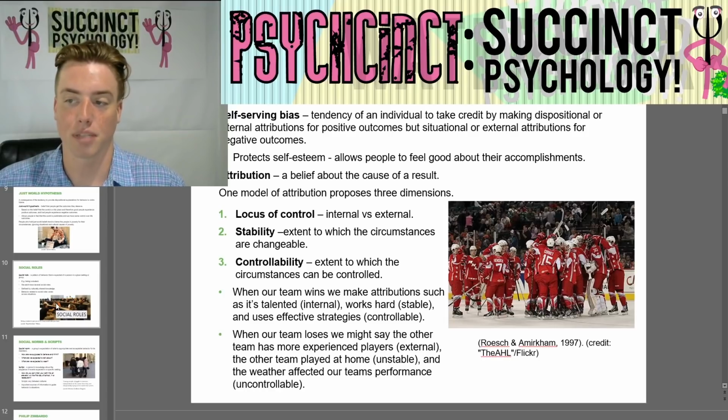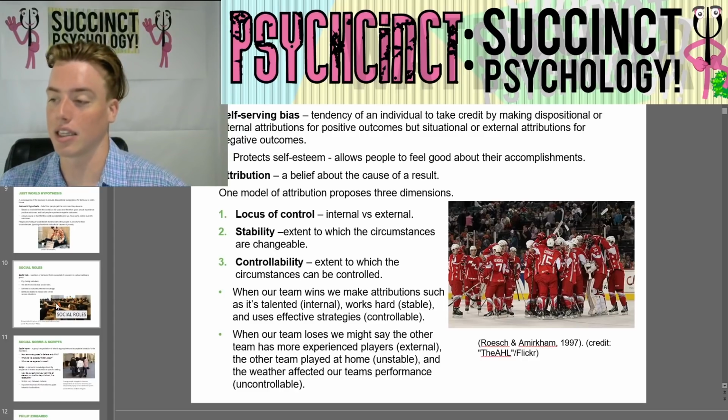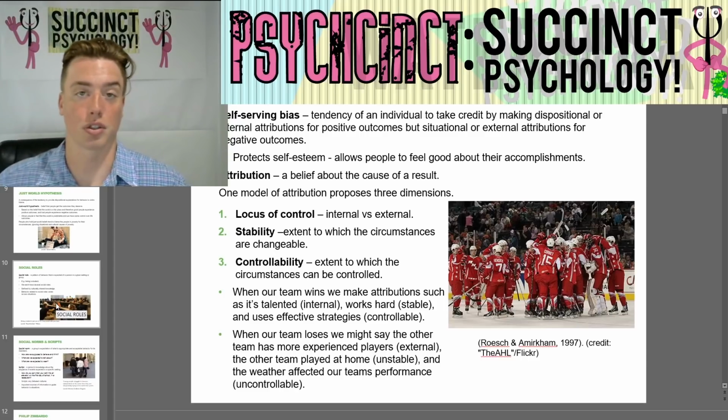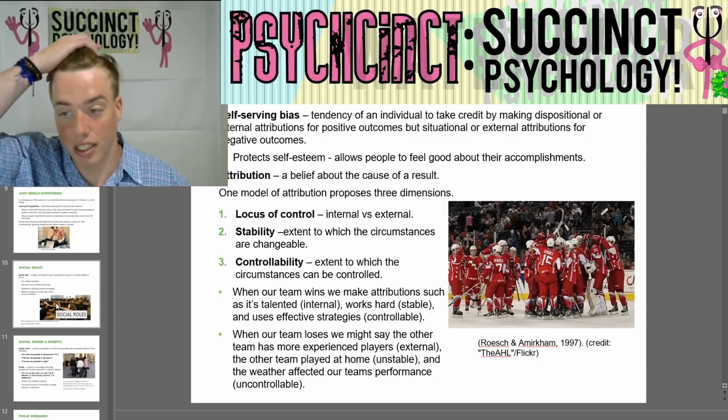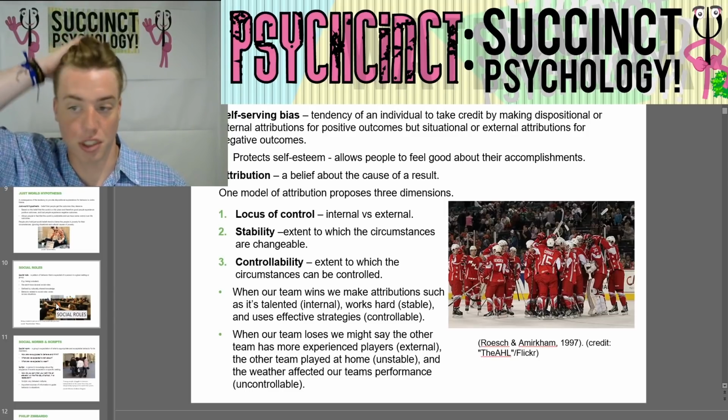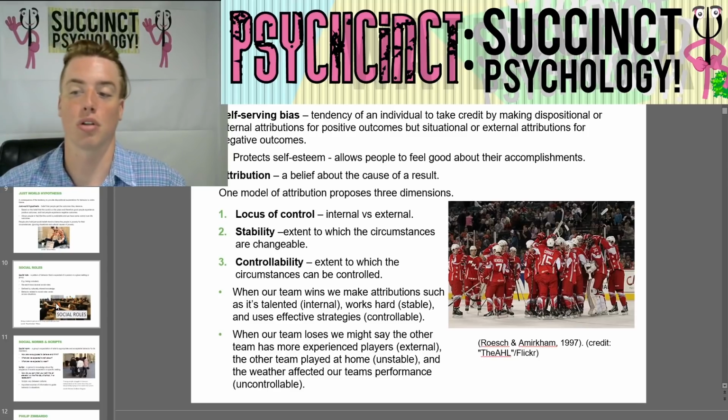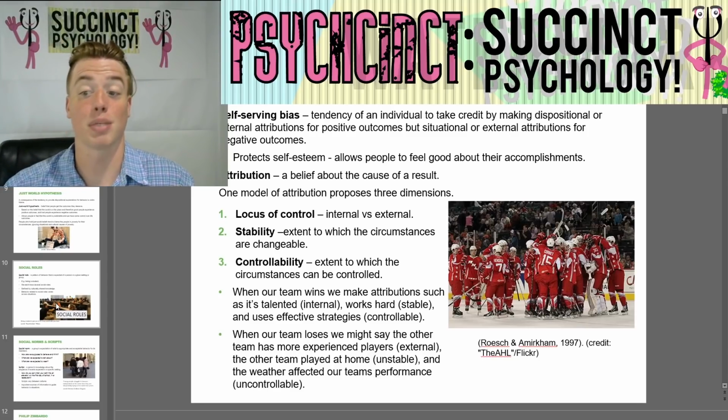Now, attribution is a belief about the cause of a result. One model of attribution proposes 3 dimensions. Locus of control, so internal versus external. We also talked about that in the last chapter. Again, internal locus of control, you blame your own actions, your own failings when you mess up something. External, it's somebody else's fault. Next, we have stability, the extent to which the circumstances are changeable. And finally, controllability, the extent to which the circumstances can be controlled.